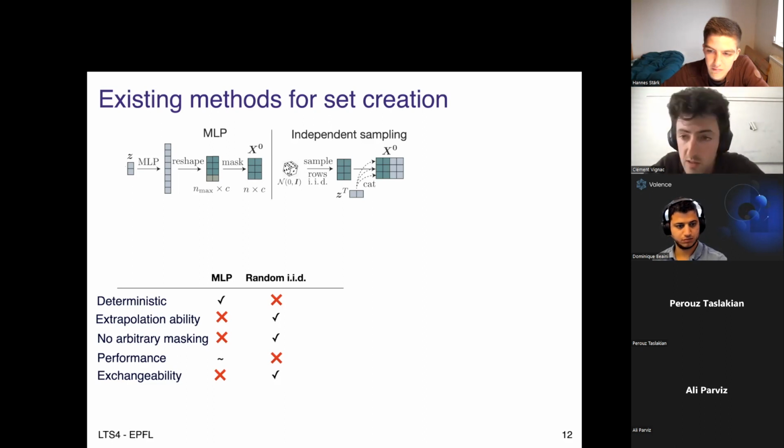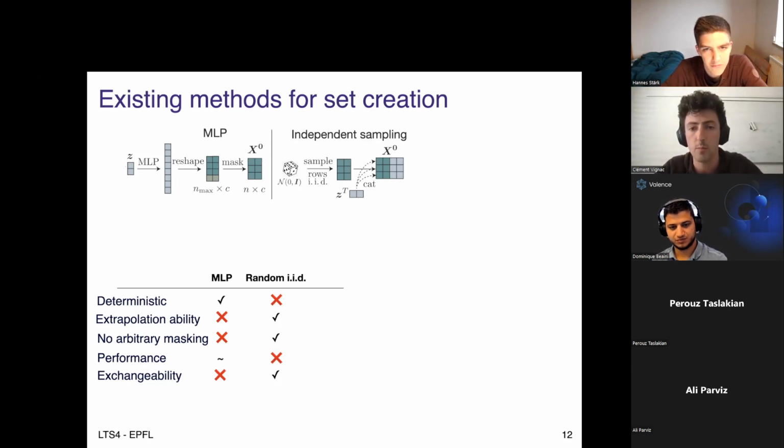This is harder to train because you have a second source of stochasticity in the network, which is the sampling of the rows, in addition to sampling the latent vector. But the good thing is that theoretical properties are better because you can generate any number of points. You don't have this masking. You have exchangeability. But unfortunately, in terms of performance, it's not so good because it's very hard to train.